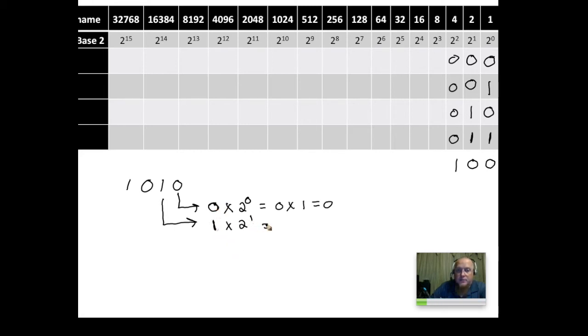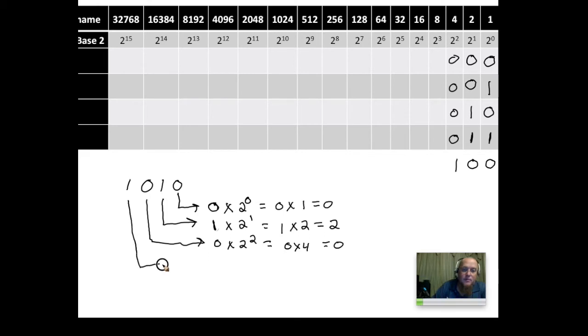1 times 2 to the 1, which will equal 1 times 2, which will equal 2. And then we're going to bring this one over, and this is 0 times 2 to the 2nd power, which equals 0 times 4, which equals 0. And then this number will come down, and it will be 1 times 2 to the 3rd, which equals 1 times 8, which equals 8.